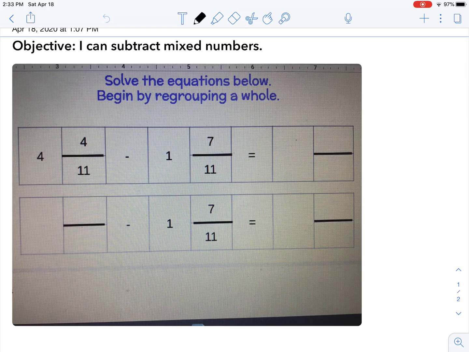You're going to have to borrow from your whole number, right? If your second fraction is larger than your first fraction, we cannot take away a bigger number from a smaller number. So watch carefully.